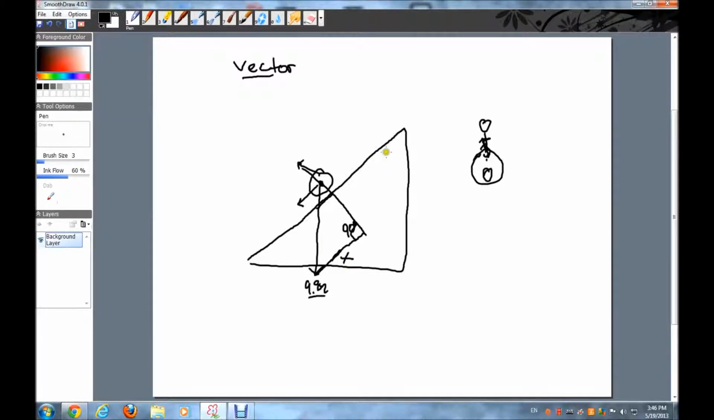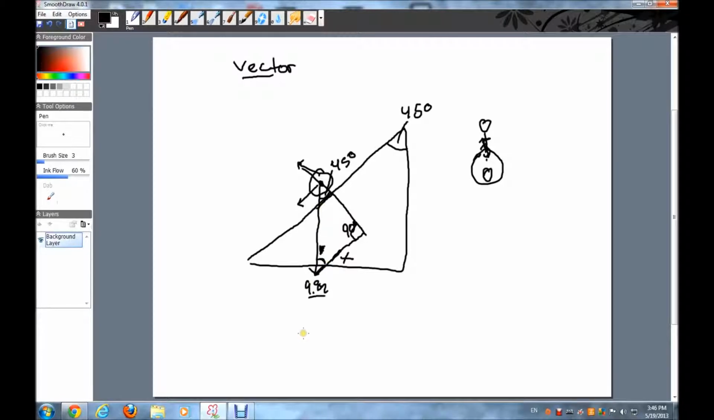I forgot to mention that this is going to be 45 degrees. Okay? So we know this is also 45 degrees. This is 45 degrees. Well, this is also 45 degrees because 45 plus 45 is 90, plus 90 is 180.